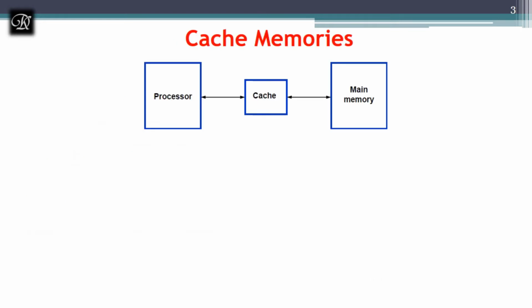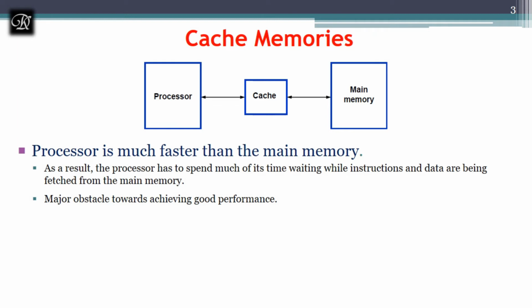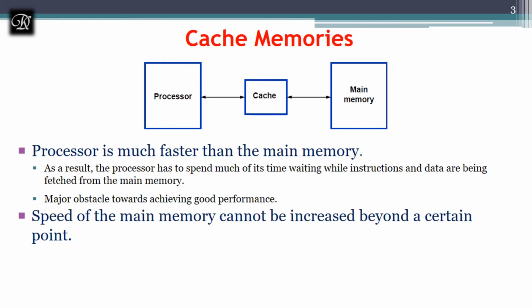First we'll see what is the need for cache memories. We know that the processor is much faster compared to main memory. As a result, the processor has to spend more time waiting rather than executing if it is waiting for an instruction or data from the main memory. This is an obstacle for the processor to achieve good performance. We cannot demand the main memory to increase its speed beyond its limit, because every component in the computer has its own limit. Nothing is infinite in a computer.